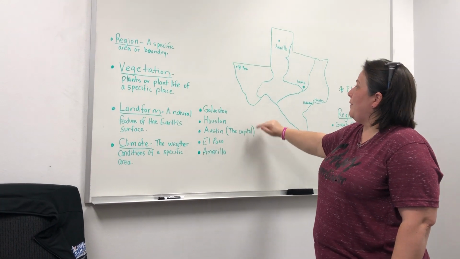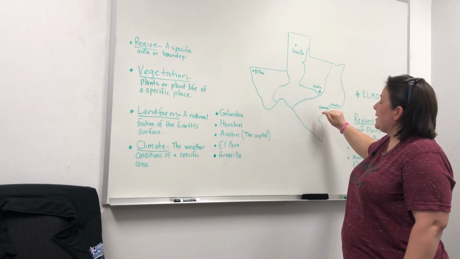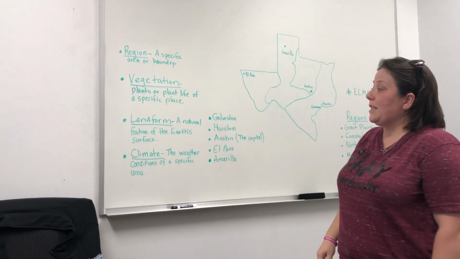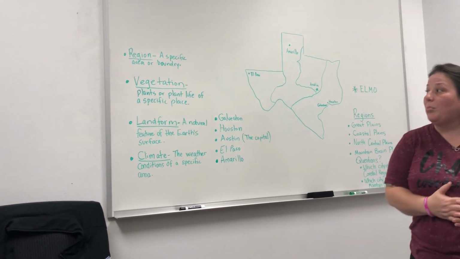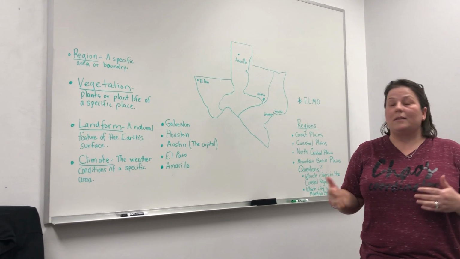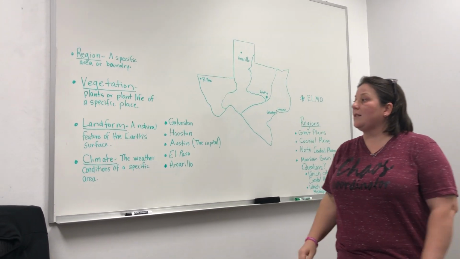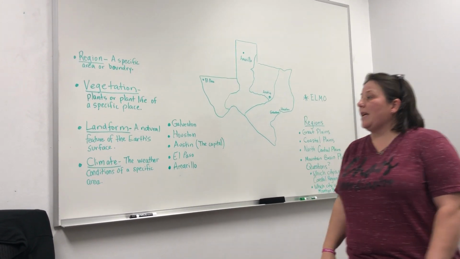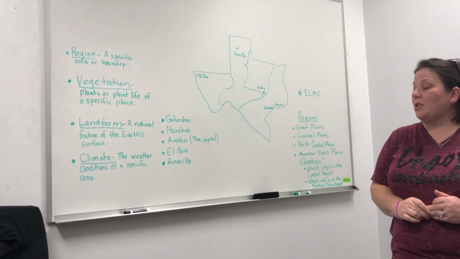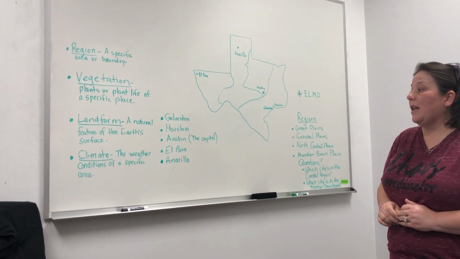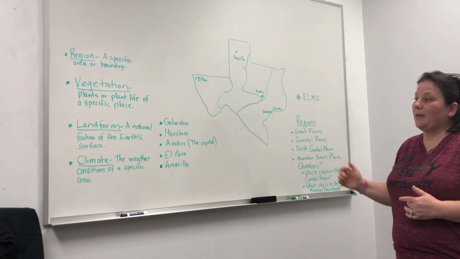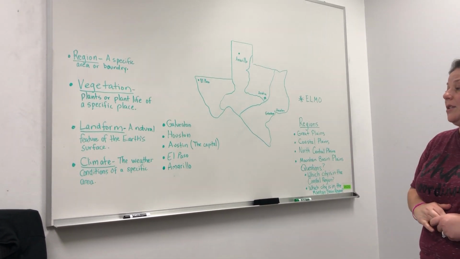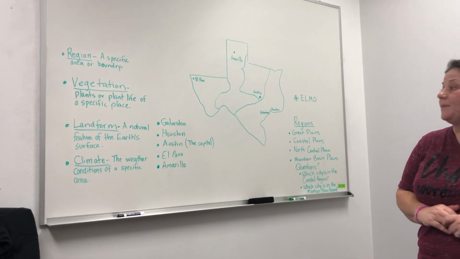And then you have the regions that lie within Texas. Vegetation is another key word we need to think about, and it's the plant or the plant life of a specific place. For our example, it is Texas. Landforms are a natural feature of the Earth's surface. And then we have climate, which Texas has a vast, diverse climate. It's the weather conditions of a specific area.